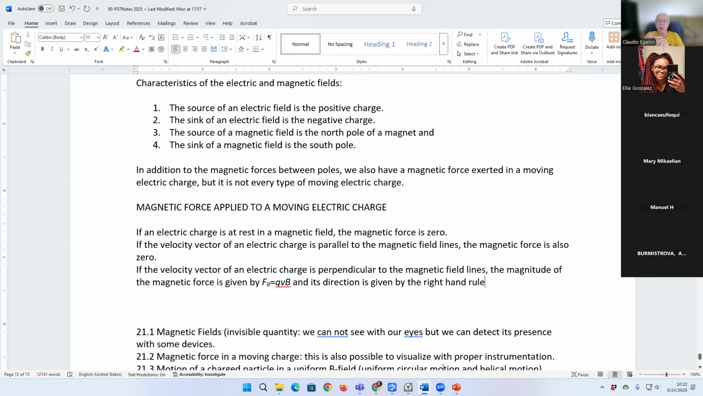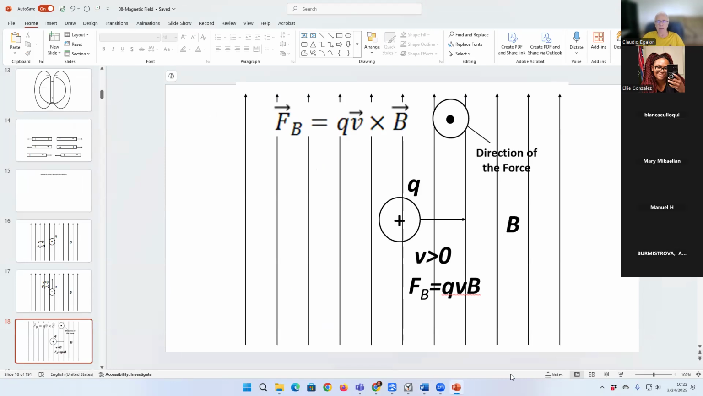Let's say a charge is moving, and here's the velocity vector of the charge. If you lay the palm of your right hand along the direction of the velocity vector and cross it towards the magnetic field, the thumb is going to point in the direction of the force. That's one way of doing that.